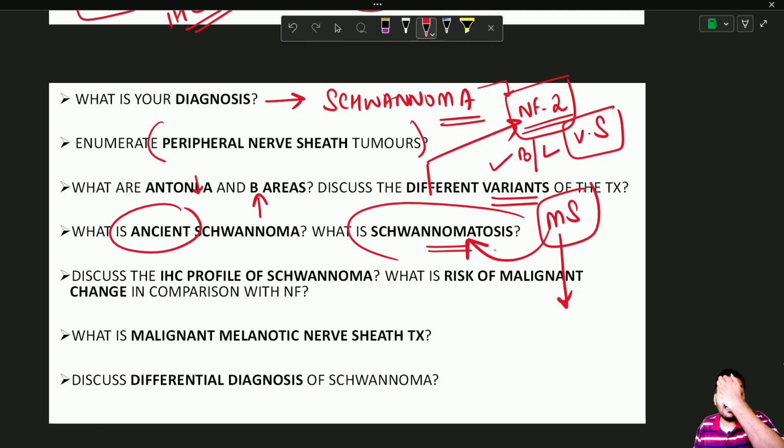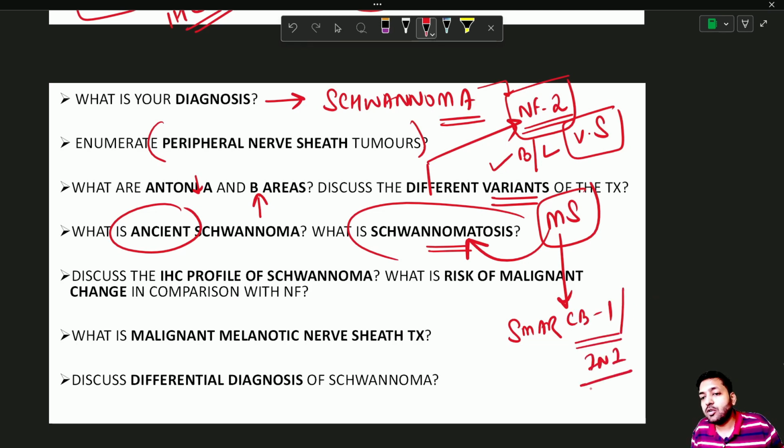And classically, the mutation is not in the NF2 gene. Most importantly, the mutations are present in the SMARCB1 gene, also called the INI1 gene. So the mutation is taking place over here. Along with this, they also have inactivating mutations involving NF2, but this group of mutations is quite distinct, and this is called schwannomatosis.